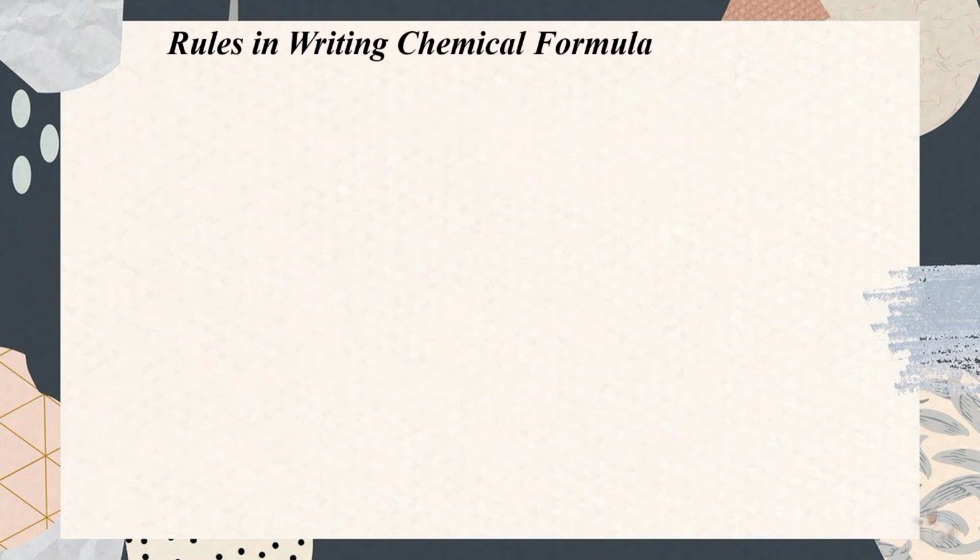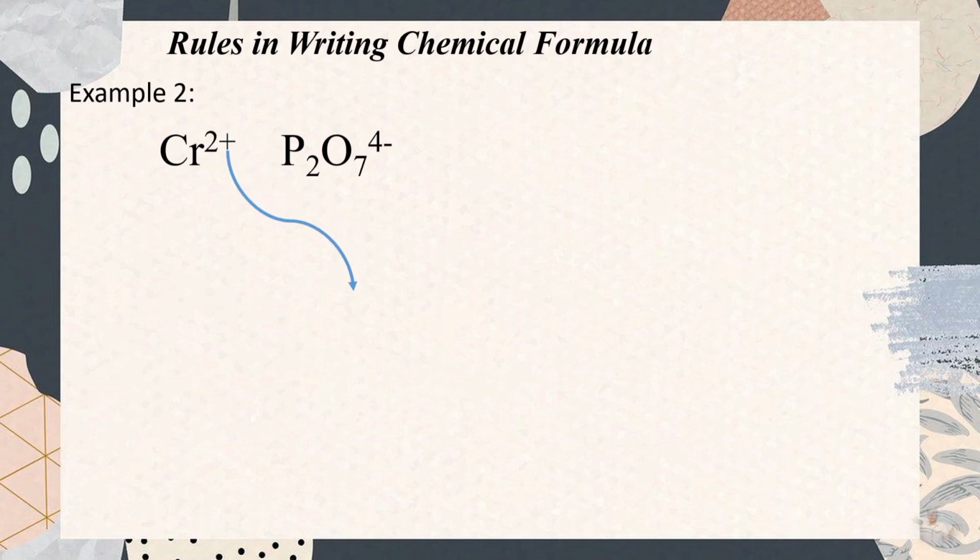Let's have another example. The combining ions are Cr positive 2 and P2O7 negative 4. Crisscrossing their charges and writing them as subscripts, we get a chemical formula Cr4 (P2O7) enclosed in a parenthesis with a subscript of 2.